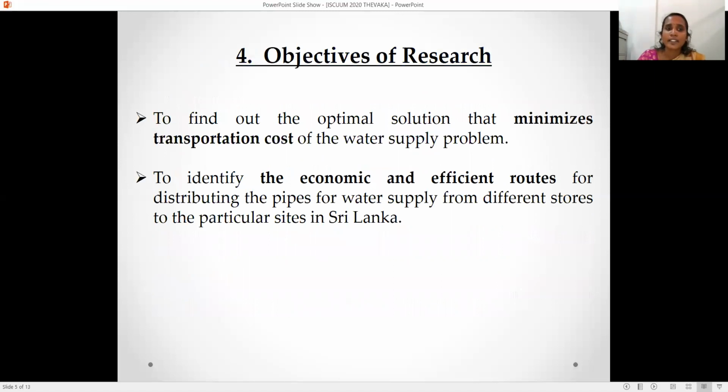There are two objectives of our study. One is to find the optimal solution that minimizes the transportation cost. The second is to identify the economic and efficient routes for distributing the pipes for water supply from different stores to the particular sites in Sri Lanka.